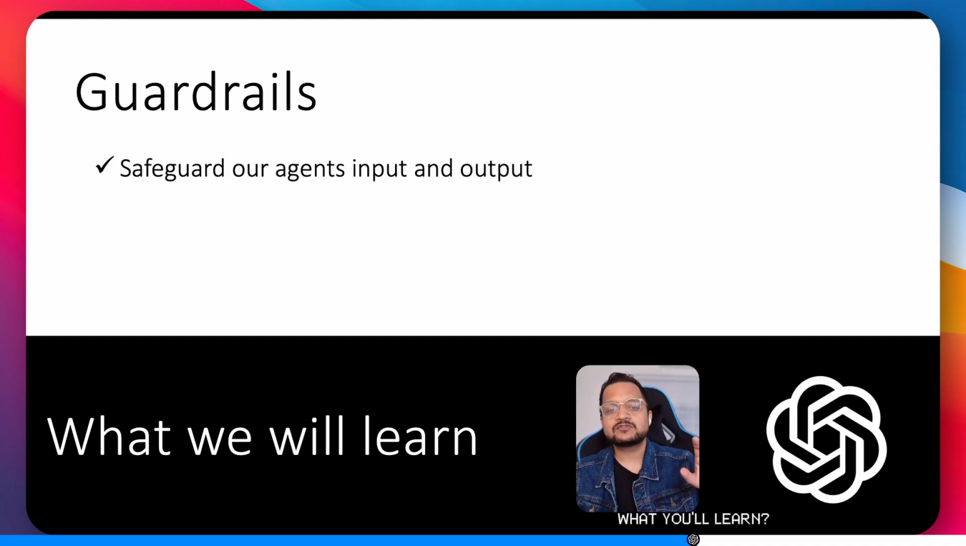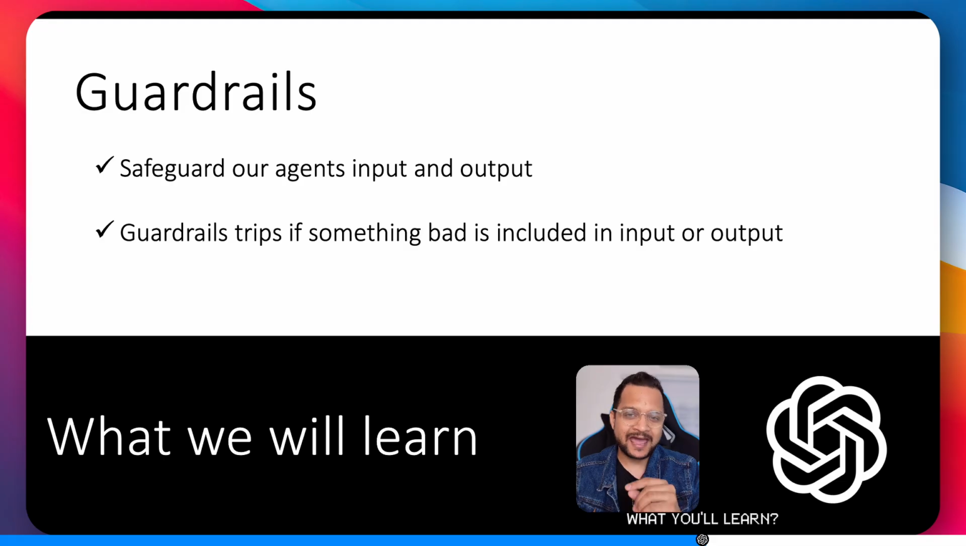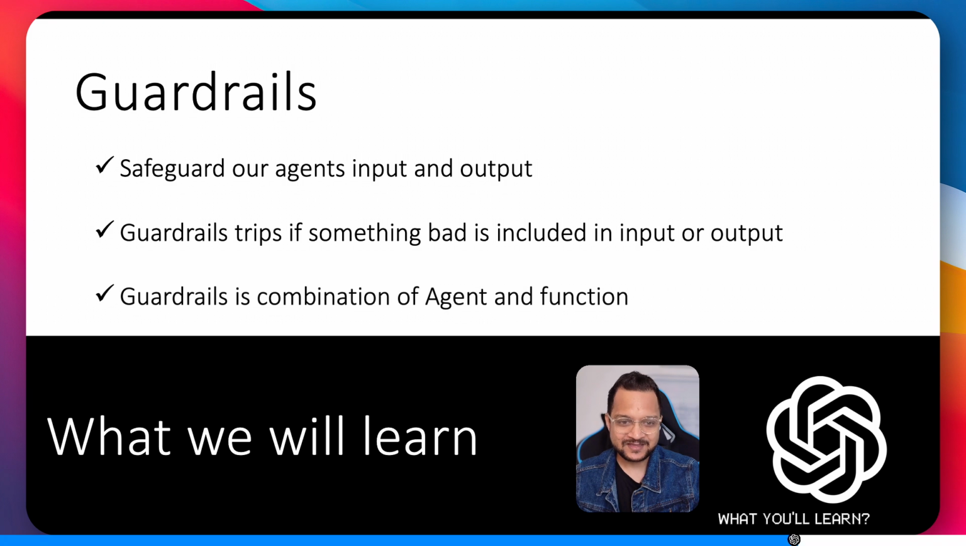So we are going to safeguard our agent's input and output for the email agent we are creating. A guardrail trips if something bad is included either in the input or in the output. So let's say you say, I am going to kill you, send this email to my friend. At this point, the guardrail trips and it will not execute the agent. Guardrail is actually a combination of an agent and a function. We will see that when we reach the guardrail level.